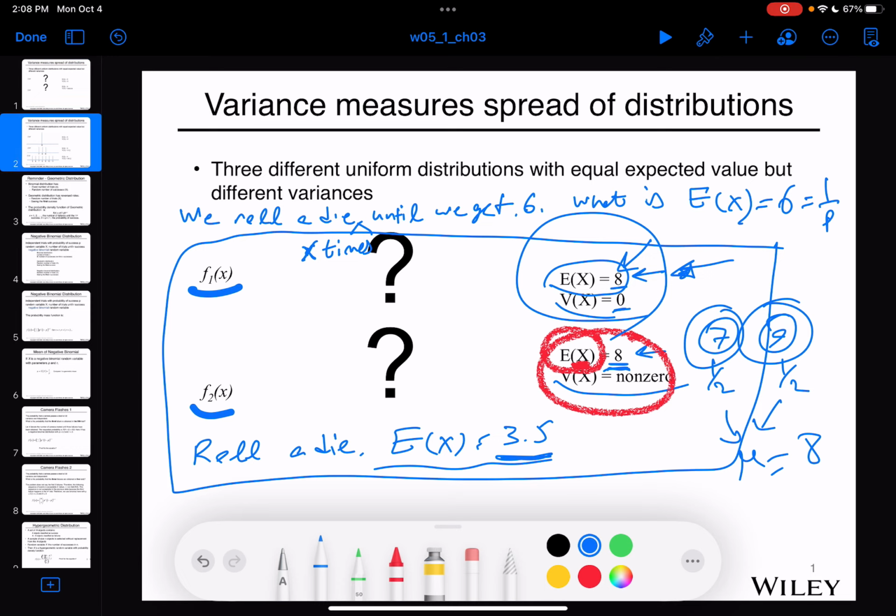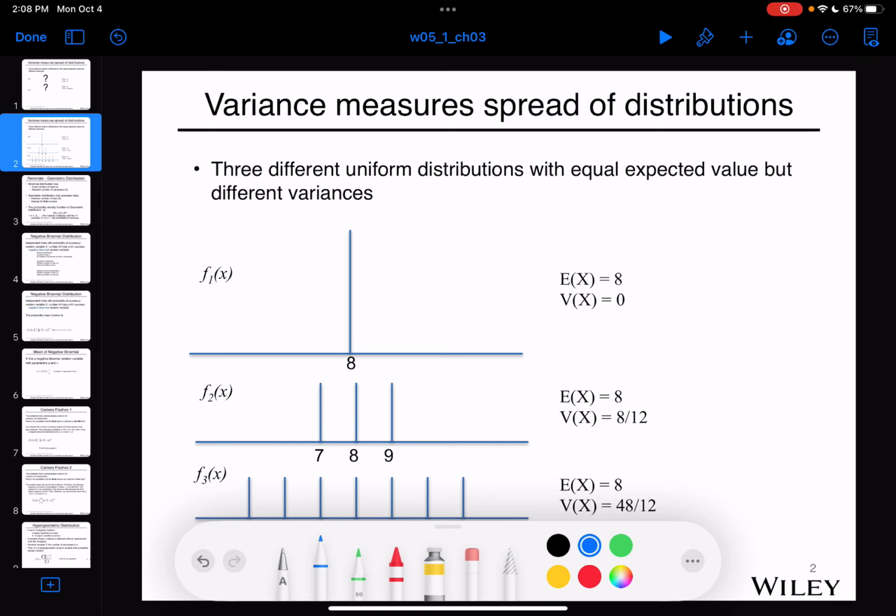So let's show a few PDFs, probability distribution functions. For the first one, the probability of getting an 8 is 1, because the sum of probabilities must be 1. Yeah. Yep.